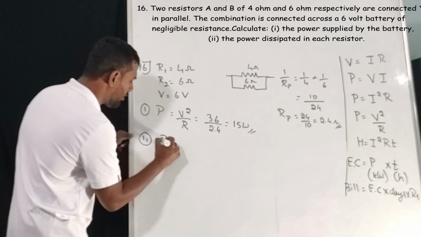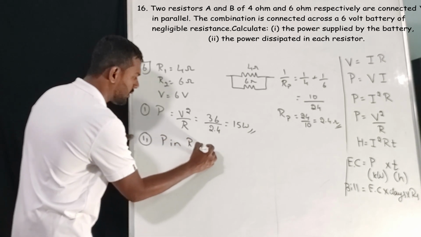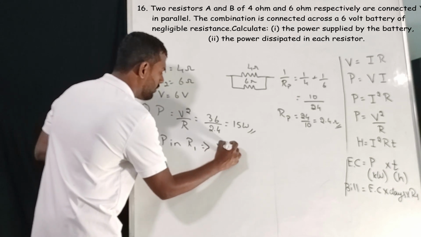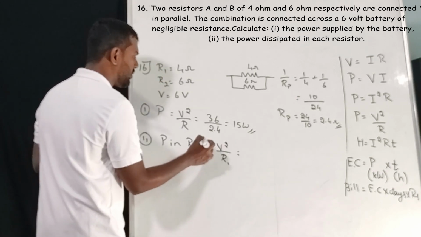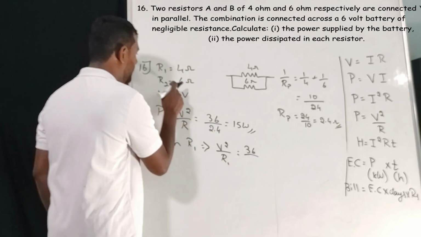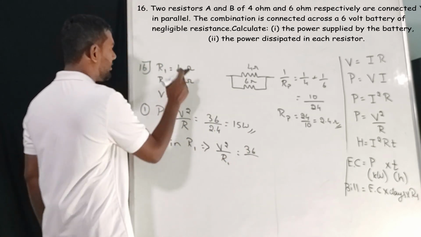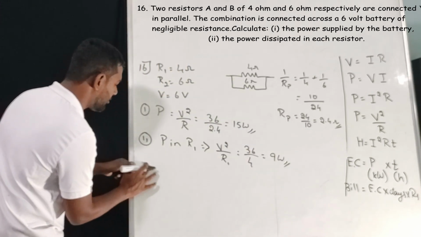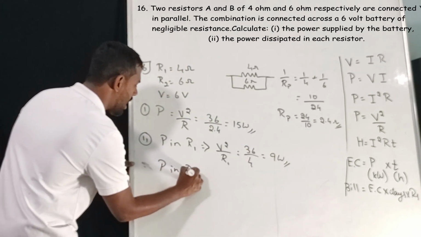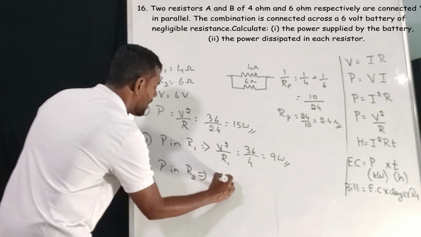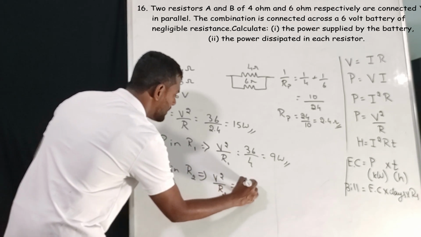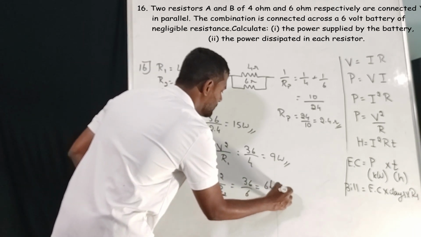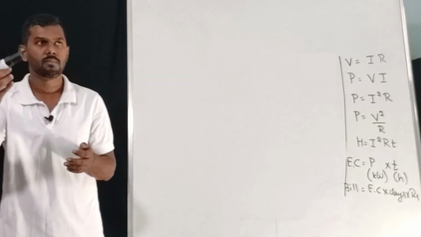Power dissipated in R1 will be V square by R1. V is 6, so V square is 36, R1 is 4, so this will be 9 watt. The same question, power in R2, the same formula, V square by R2. V square is 36 and the resistance is 6, so it will be 6 watt. That's it. Question number 17.